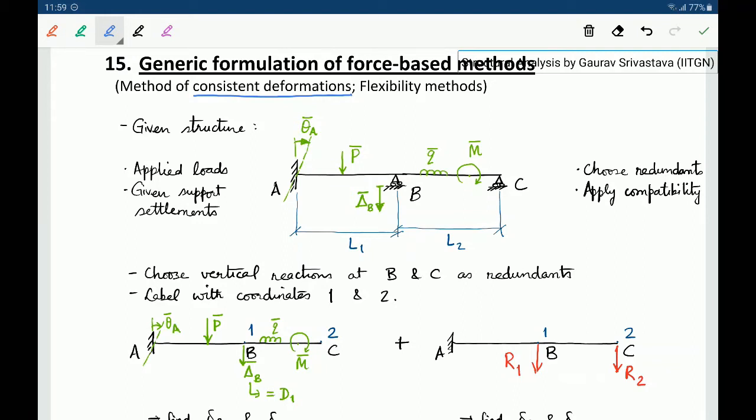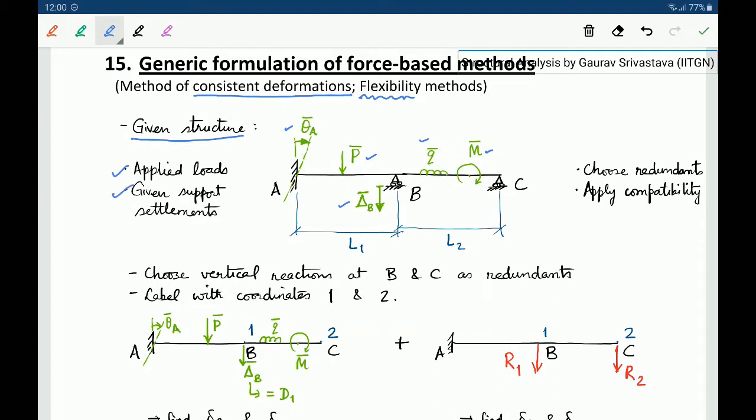All of these methods fall into the so-called category of force-based methods. In this session, we will see a generic way of formulation of the force-based methods. These are sometimes also called flexibility methods because they entail formation of a flexibility matrix, and that is what we will see today. If we have a given structure, it can have some applied loads like P bar or M bar or Q bar. It can have some applied joint rotations or joint displacements, which are support settlements in a way. So it has applied loads, and it has given support settlements.